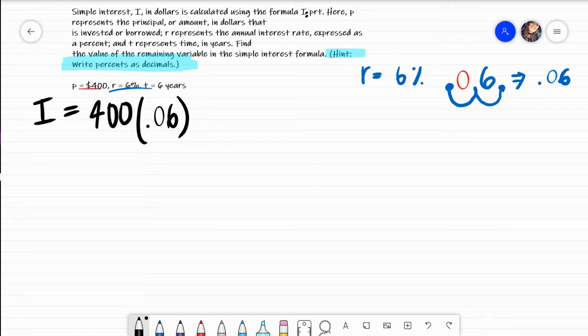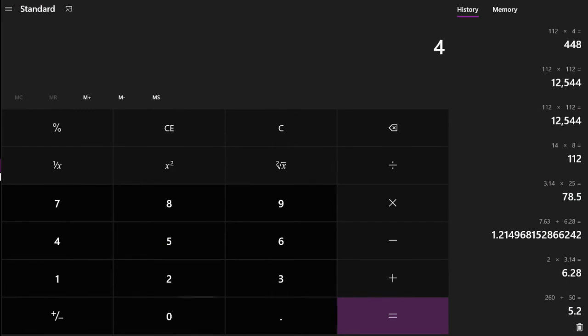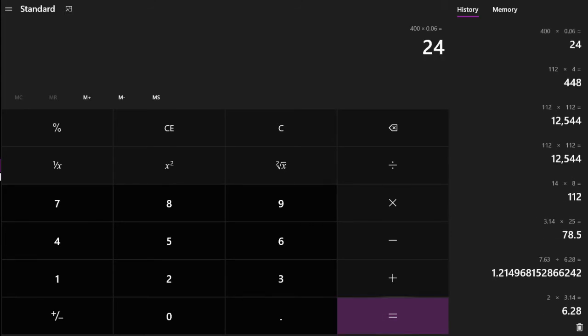And then if you look at the formula, the last thing that we do is multiply our P and our R by our T, and our T is 6. So in parentheses, I write 6. Now, following order of operations, 400 times 0.06 would be the multiplication that we do first. And that product would be, there we go, 24.